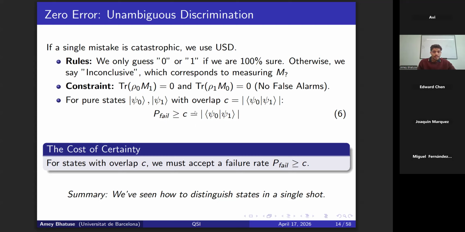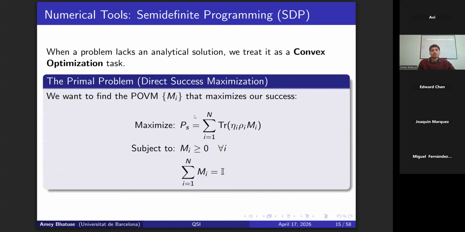So far we have seen how to distinguish states in a single shot. Now let's check some numerical tools. How do we do it? Not every time that you have a problem will you have an analytical solution. For the Helstrom bound, we have an analytical formula, but as we go to n states, we don't really have an analytical formula. So in these kinds of situations, we use other techniques from mathematics.